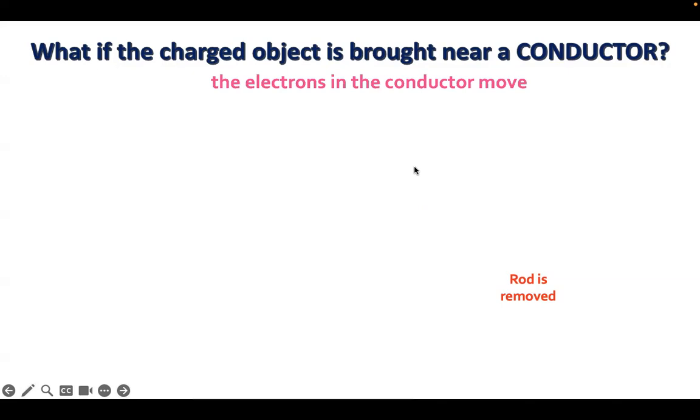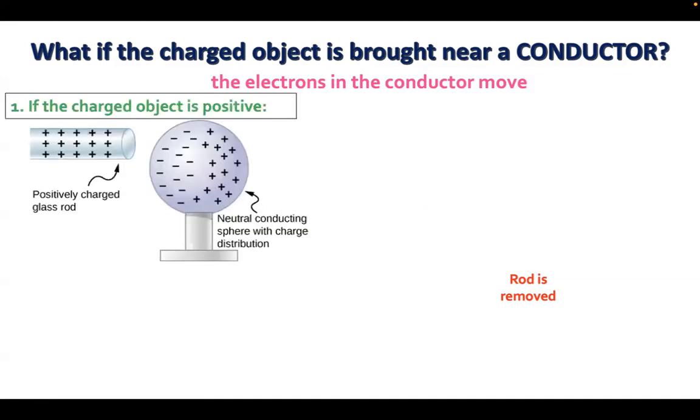The thing is, the electrons in the conductor will move. Why would they move? Because they're freely moving. You don't even have to rub them. You don't have to apply a force on them. You don't have to have friction with them. They can just move freely. Okay. Let's look at the first example.